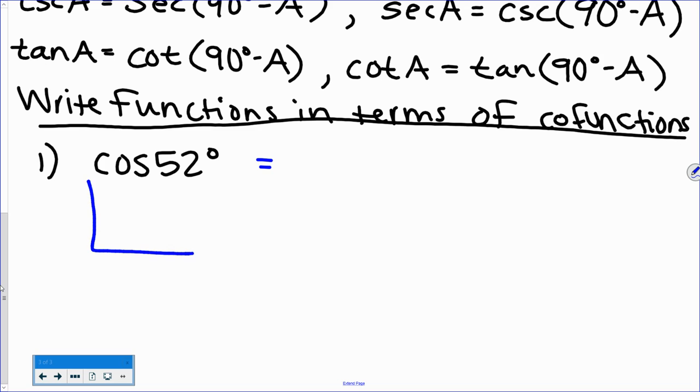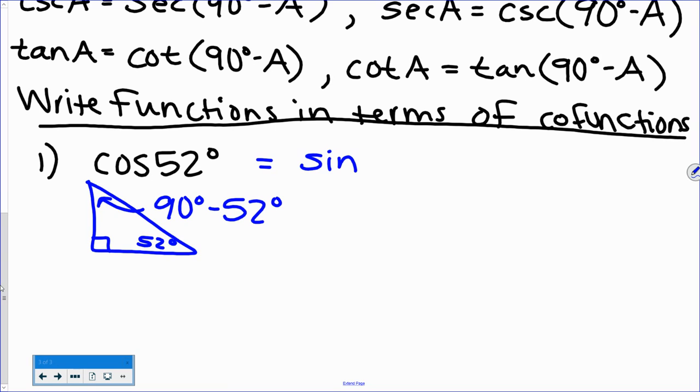So if you wanted a little visual of what's happening, you have a right angle, you got 52 degrees, so it's saying cosine of this angle would be equal to sine, but of the other angle in the triangle, right? So then I got to take 90 degrees minus 52 degrees to figure out what the other angle would be in that triangle. So sine of 38. It doesn't necessarily need any work if you just understand what's happening in here.